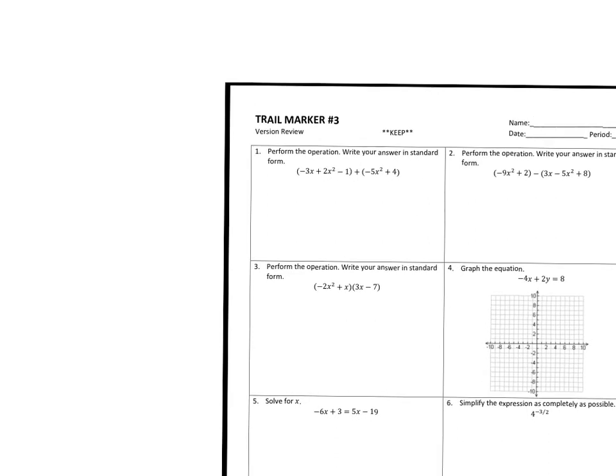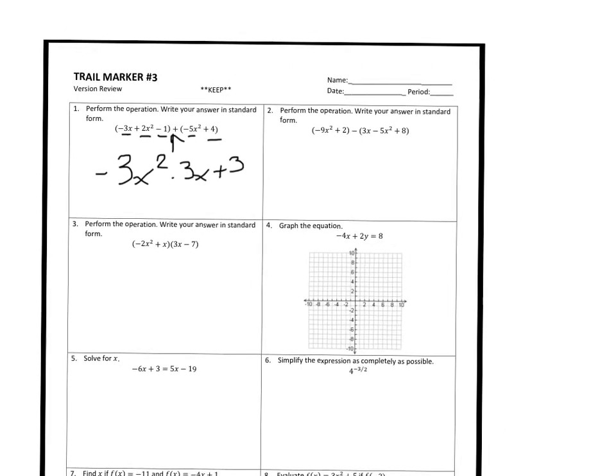Here we go, polynomials. You'll notice that it's addition because there's an addition symbol between the two polynomials. So I'm going to start from highest degree down to lowest and find my like terms. 2x squared minus 5x squared is negative 3x squared. Then I'm going to go to my x's. Well, I only see negative 3x, so it's just negative 3x. And then my constants, negative 1 plus 4, that's going to give me a positive 3. And there we go.